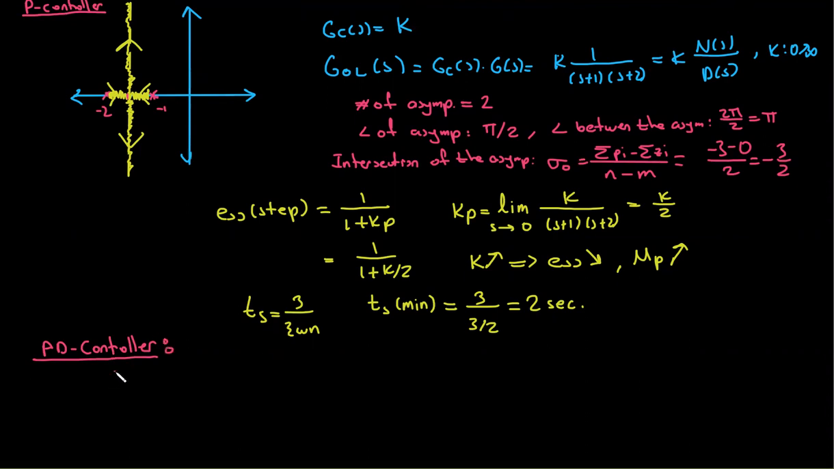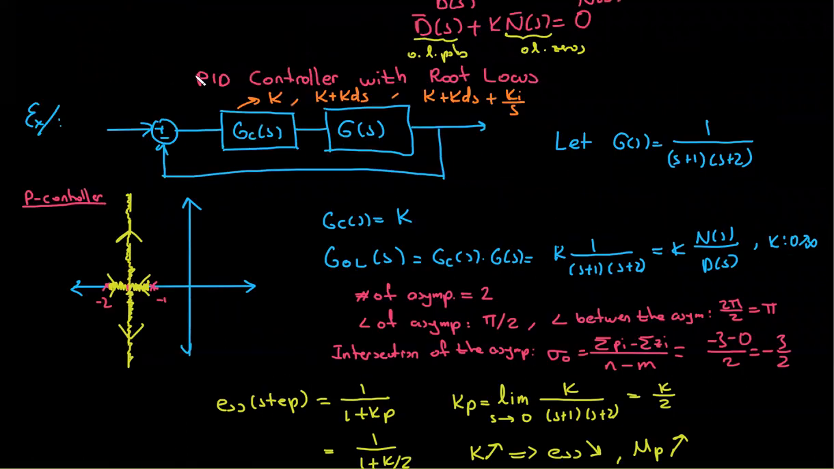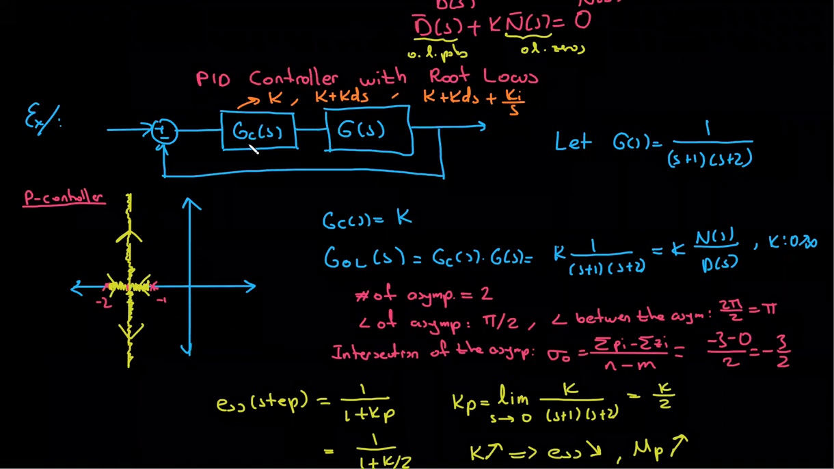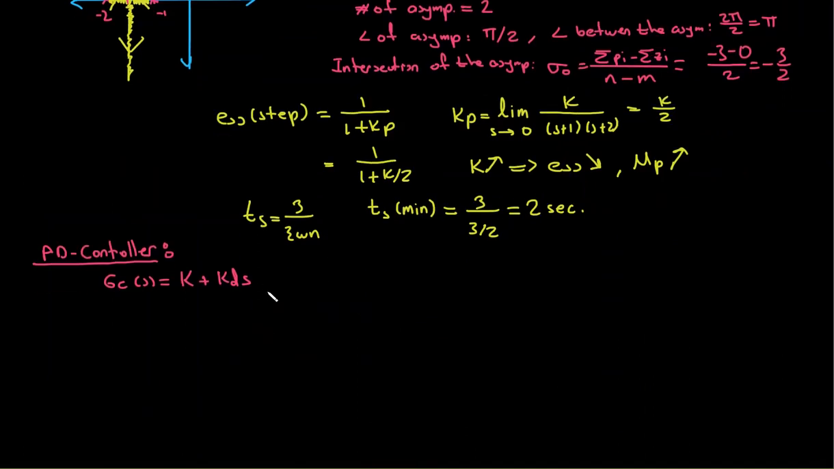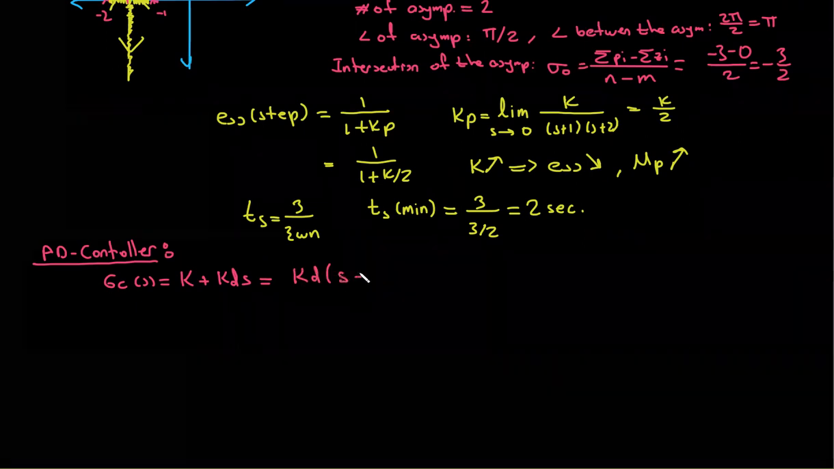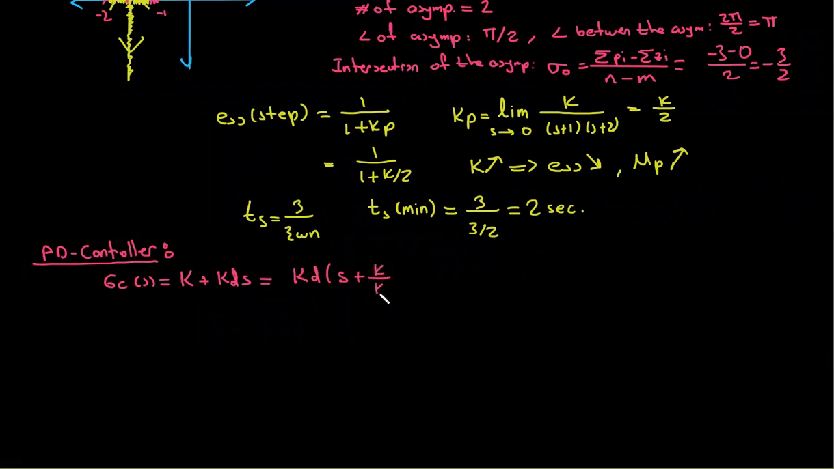Okay, so what is the transfer function of the PD controller? So you have a proportional term K and a derivative term KD times S, right? And I would like to write it down as my controller in this system over here, okay? And the open loop transfer function will be the same, GC of S times G of S once again, okay? So notice that I can write this transfer function of the PD controller as follows. I can take KD into parentheses. I can write that as S plus K over KD.